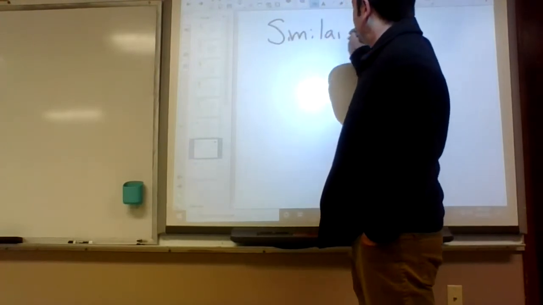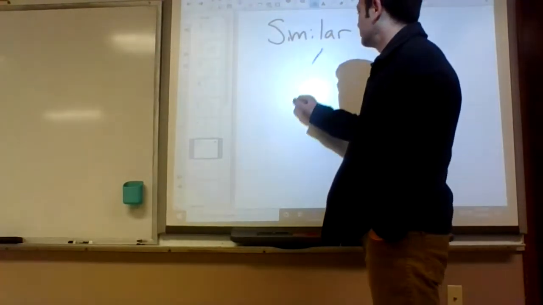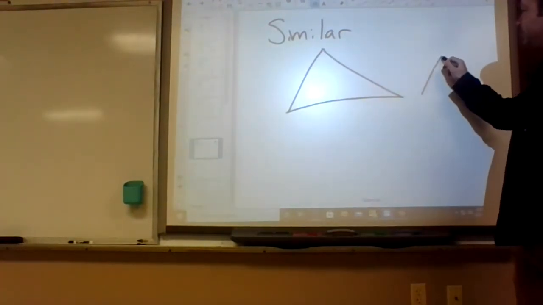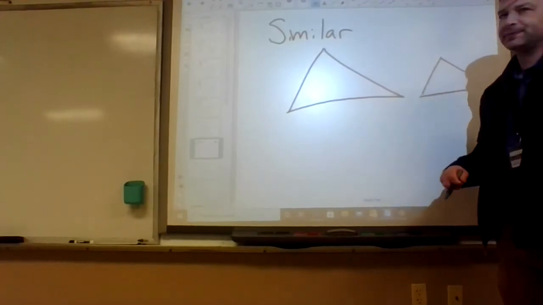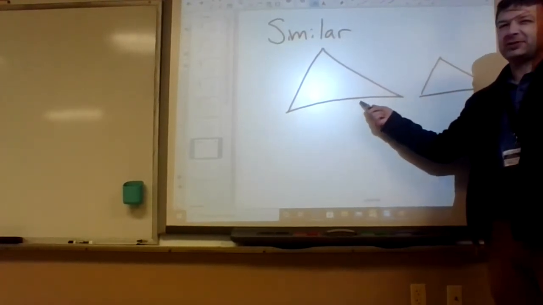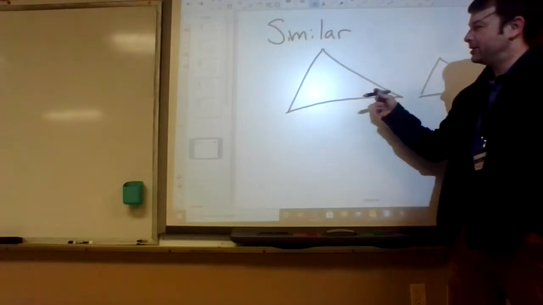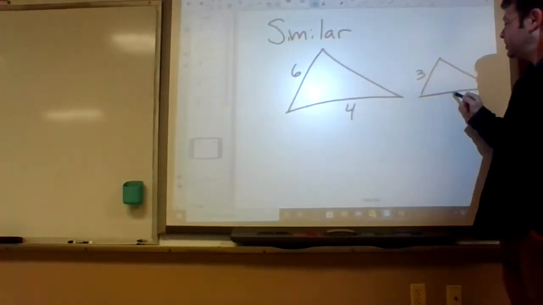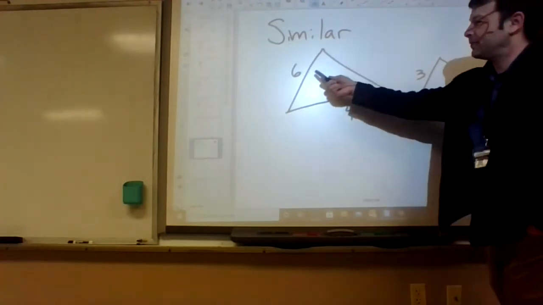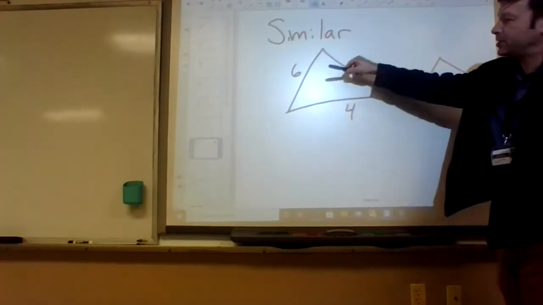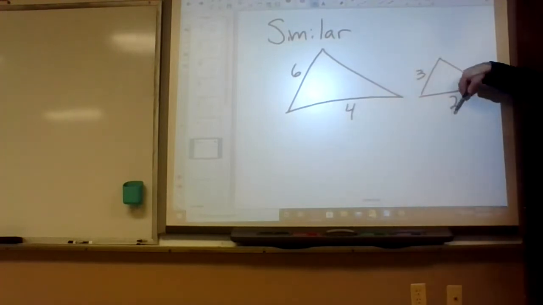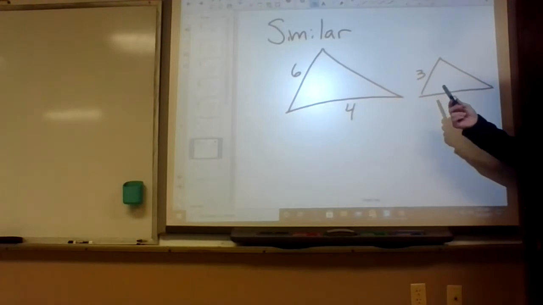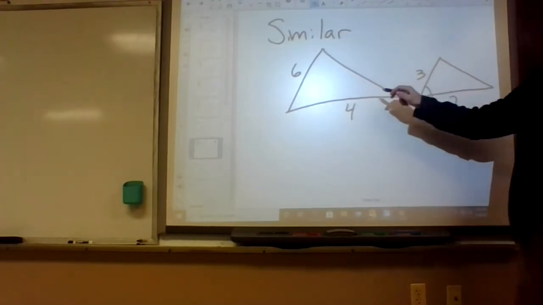What does similar mean? Similar means they're the same shape but different sizes. Well, actually it means they're not necessarily the same size. Ratio, the sides are proportional, right? So if this is like a 6 and 4, this might be a 3 and a 2. 6 over 3 equals 4 over 2, or you could also go 6 over 4 equals 3 over 2. The sides are proportional. What about the angles? Also the same.